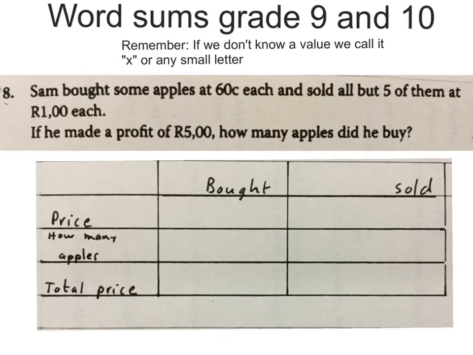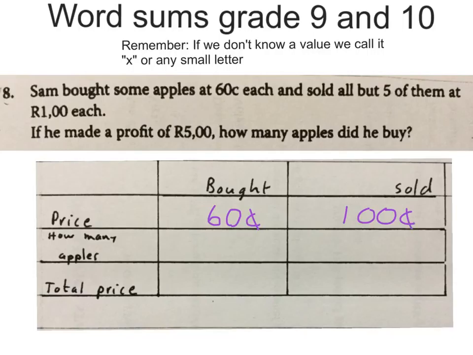So the first thing is that Sam bought some apples at 60 cents. So I can write in here the price that he bought them for was 60 cents. And then he sold all but 5 of them, that's confusing, at 1 rand, which is 100 cents. So he sold them at 100 cents. I'm going to put that in there now. So I'm putting my 60 cents in here, taking the c out. There's already excess and rubbish coming at me, so I'm not going to keep the cents there. They are just going to confuse me.